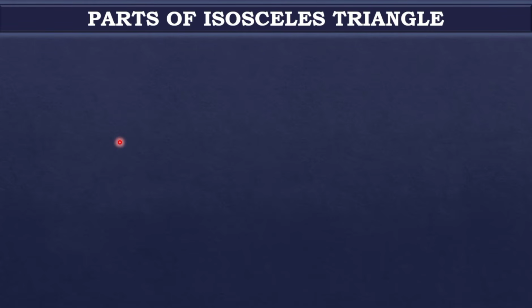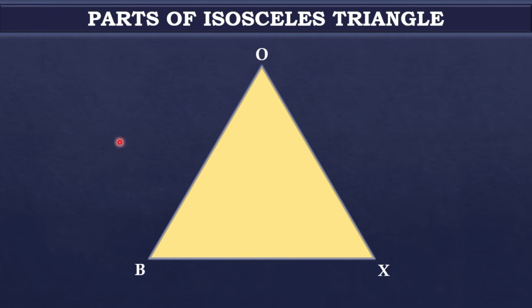So let's start. Let's have first the parts of isosceles triangle. From the given triangle, we have the vertex angle. So ito po yung tinatawag nating vertex angle. Ito yung peak. Okay? Siya yung tuktok. Tuktok siya nung dalawang sides na congruent natin.